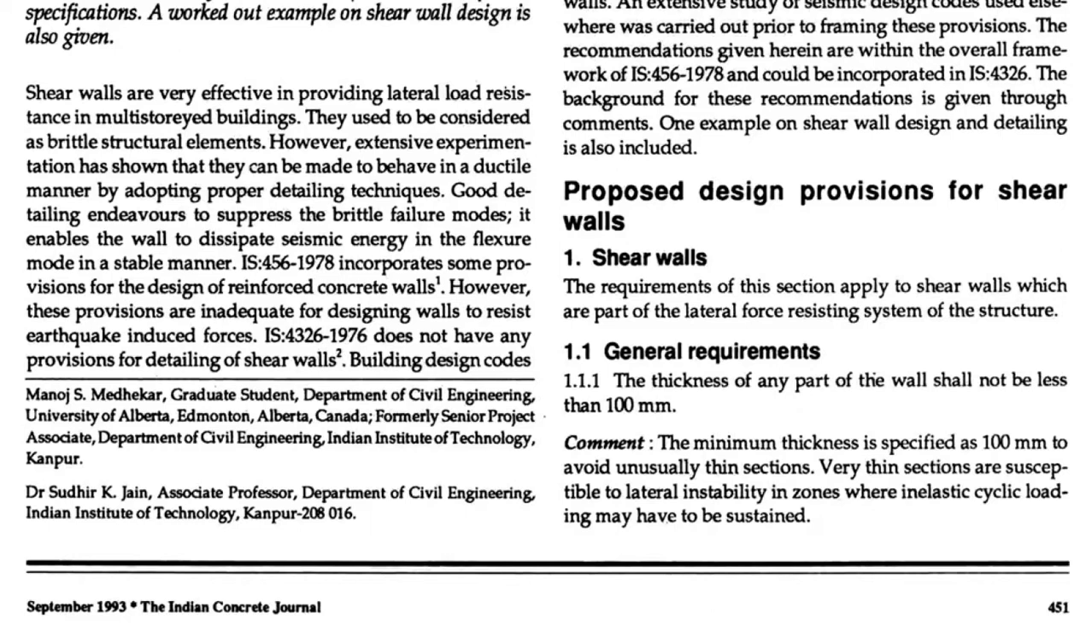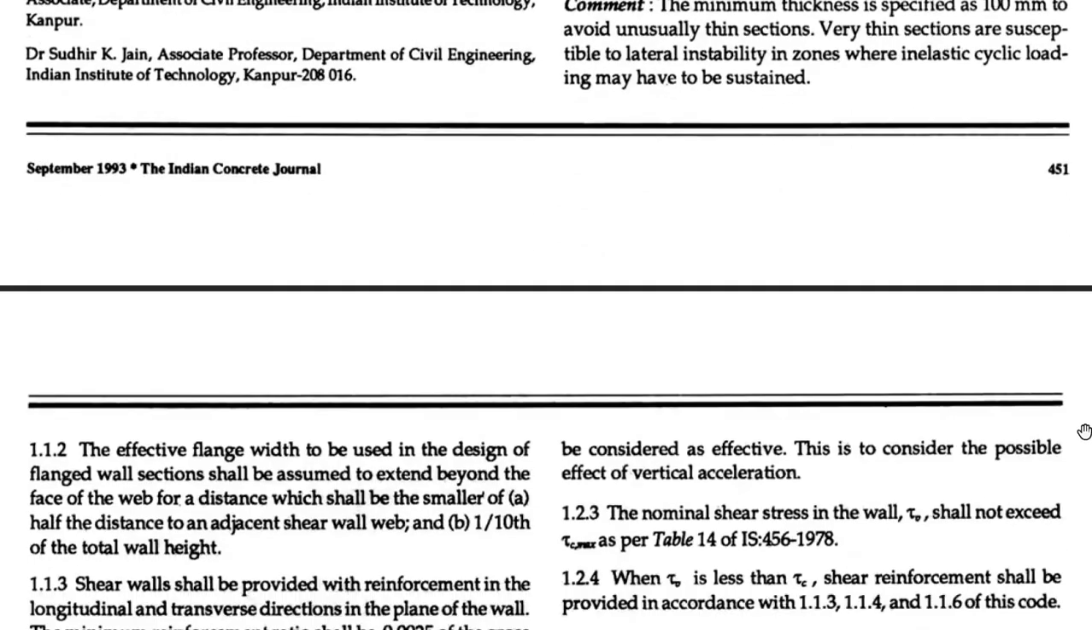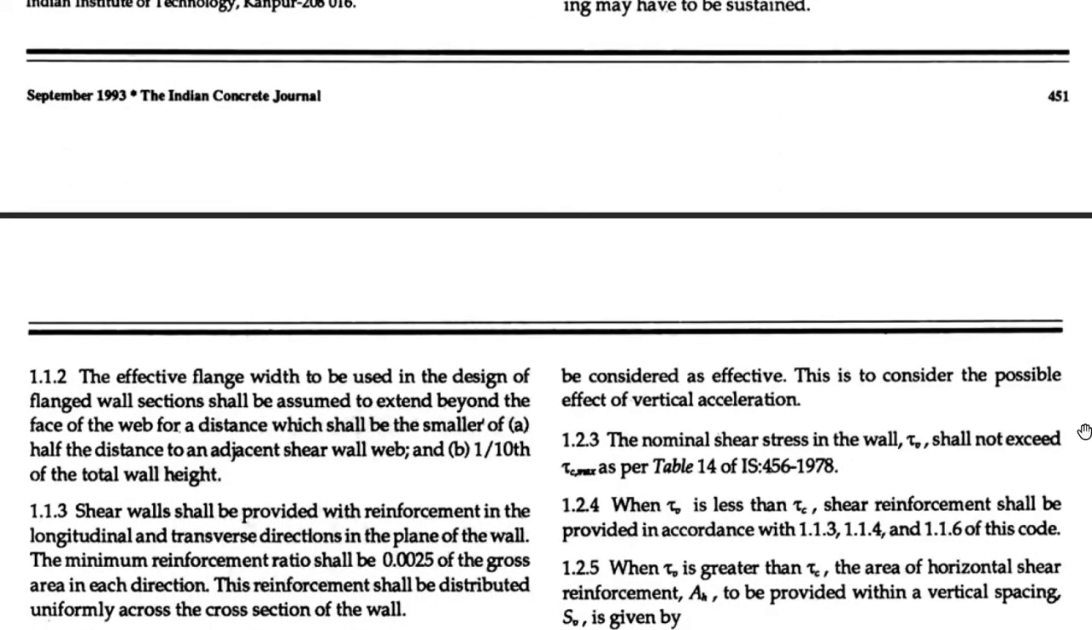General requirements. First one, the thickness of any part of the wall shall not be less than 100 mm. And the second one, the effective flange width to be used in the design of flanged wall sections shall be assumed to extend beyond the face of the web for a distance which shall be the smaller of half the distance to an adjacent shear wall web and 1/10 of the total wall height.